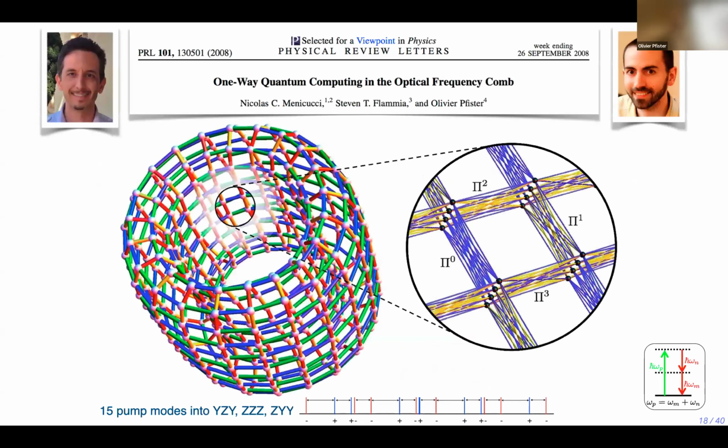And then I met two guys, Nick Menicucci and Steve Flammia. Those two have a thing in common, Carl Caves. Nick was an undergrad with Carl and wrote a PRL as an undergrad student with Carl Caves. Steve was a graduate student with Carl Caves and also wrote a PRL with Carl Caves, of course, because as a grad student, it's kind of automatic.